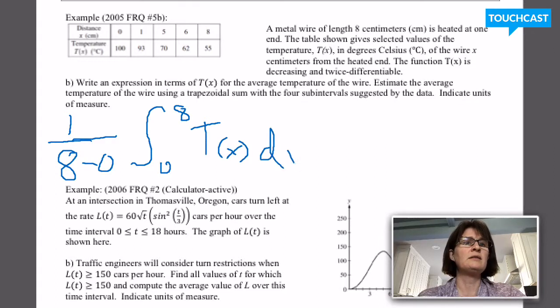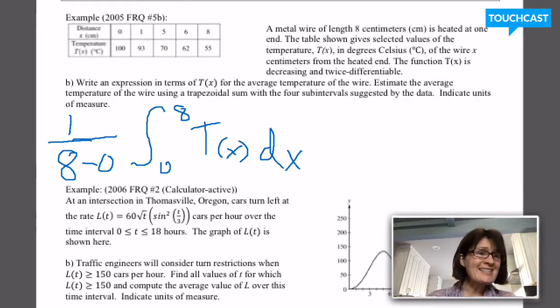So that's the first step, is to write an expression using t for the average value of t from 0 to 8. So this would get you 1 point on the AP test if you wrote this much. The next thing we're asked to do is to estimate the value of this big expression using a trapezoidal approximation.